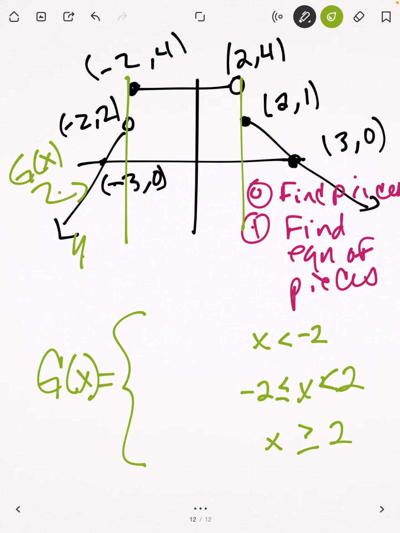And so we have a linear equation here, which as it increases left to right, so we know our m is going to be positive. Over here we know m is going to be negative. And here we know our slope is 0, so we have a constant. So it doesn't matter what our x value is, y is 4. So g of x equals 4 whenever we're between -2 and 2.